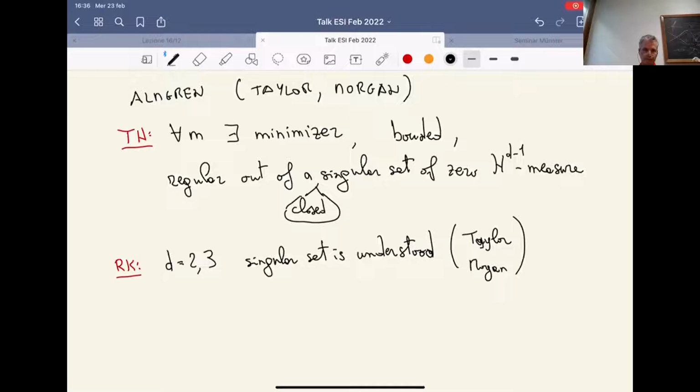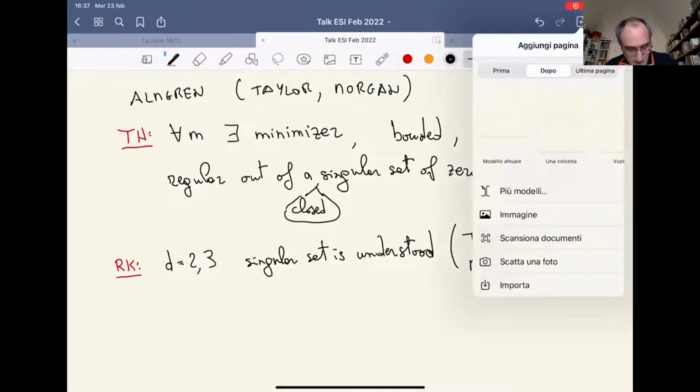There are some results by White, and more recent results by Colombo and De Filippis, where there is an analysis of the singular set in general, but a complete classification of the singular set is still missing. Okay, so let me briefly tell you a possible strategy of the proof of this theorem.